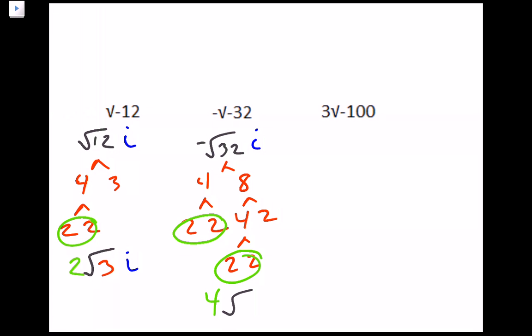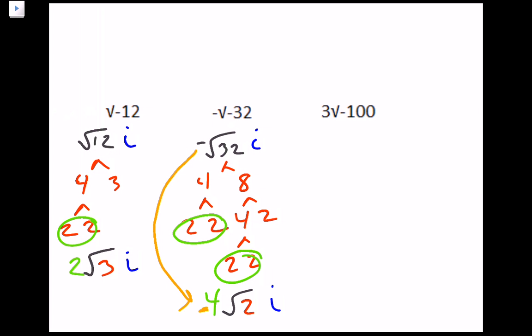Left under my radical, I have another 2, and at the end, hanging out, I have an i. But wait, I forgot something, didn't I? This was a negative. So you can have a negative number as your answer with i. So if I had these two negatives going on, negative square root of negative 32, my answer is going to be negative, and I'm going to have an i in my answer.